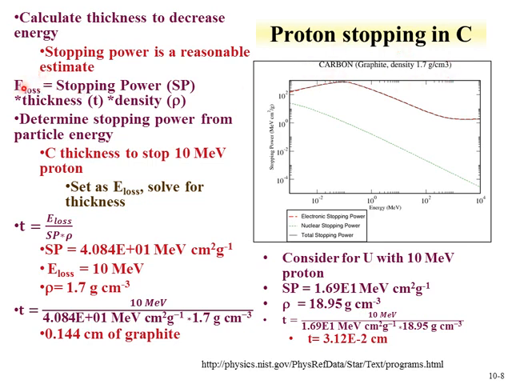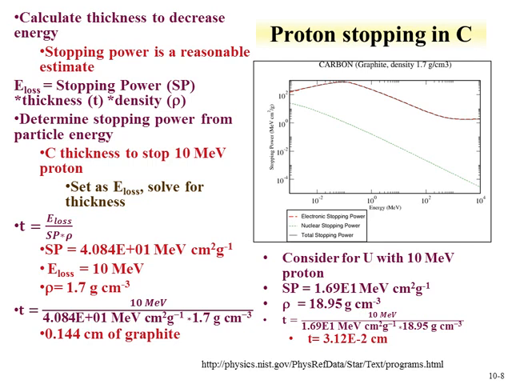The energy loss is equal to the stopping power times the thickness, which will be T, and the density of the material. As we see for carbon, we have the density of the graphite. So we want to determine the stopping power from the different particle energies.